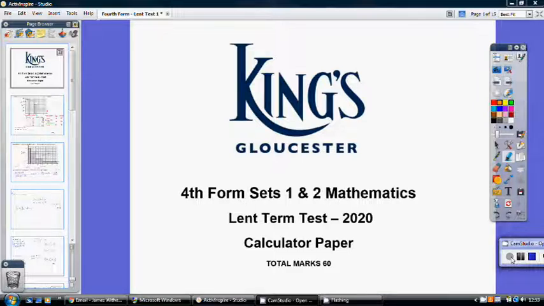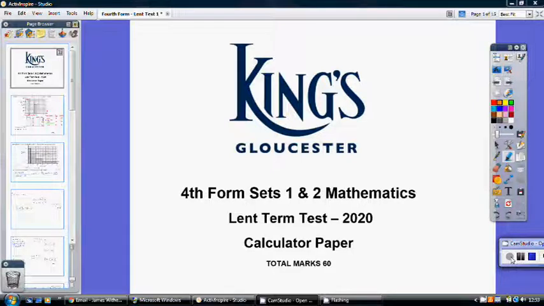Now, for the purposes of your Lent 2 grades, let me tell you the grade boundaries. So you needed 85% to get an A star, so nobody managed that. 75 an A, 65 an A minus, 55 a B plus, 45 a B, 35 a B minus, 25 a C plus. So you'll just have to play that video back if you want to go through those again.